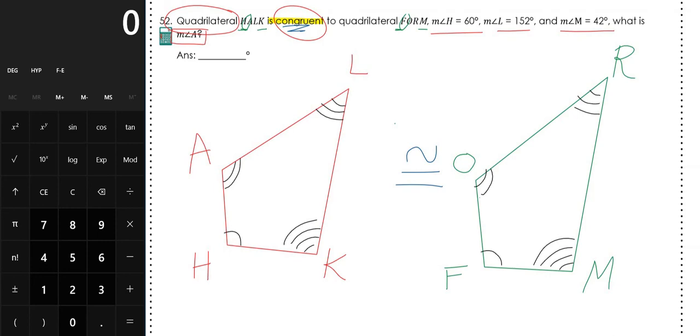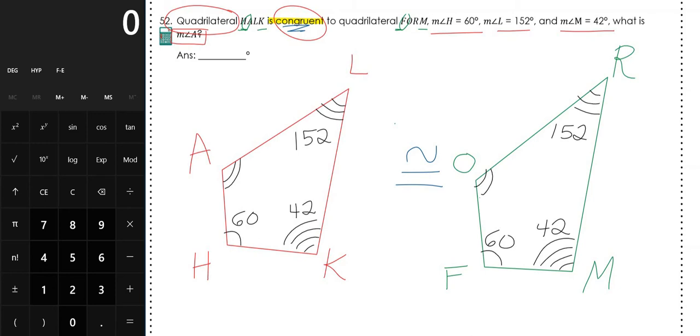Now let's put in the other information that they gave us about the angle measures. So angle H is 60, so I'm going to put in 60 degrees. Then they told us angle L was 152. Additionally, angle M is 42. So since they told me angle M is 42, that also means that its corresponding angle, angle K, is 42. Additionally, H and F are corresponding. So if H is 60, F is 60. And lastly, if angle L is 152, then angle R is 152.